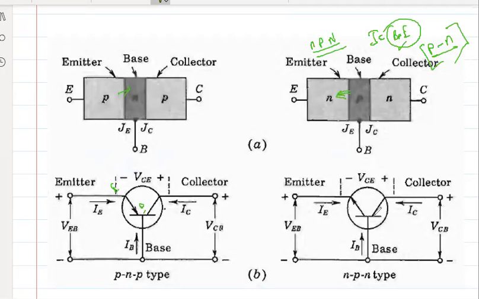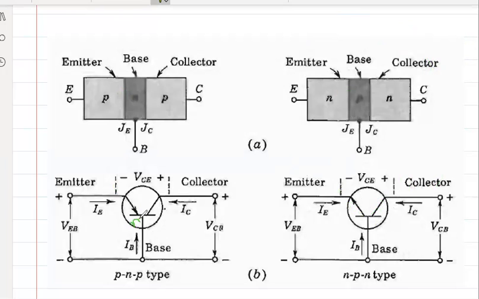So if you talk about NPN, base is P, and these are N. So it is either this or this, doesn't matter. If you show this direction, then this will become your emitter. Yes or no? Tell me guys, yes or no? So always remember P to N.